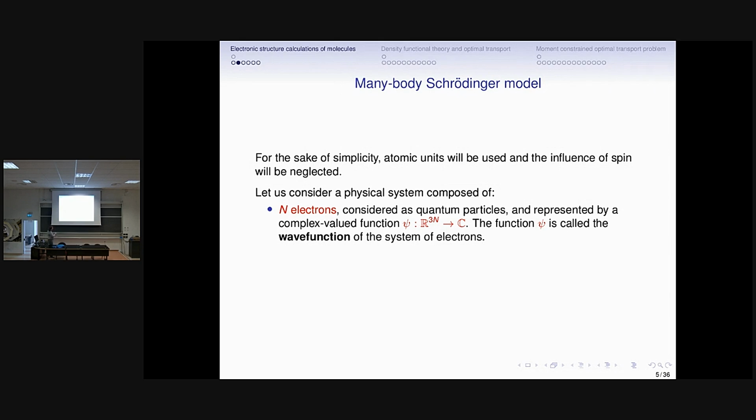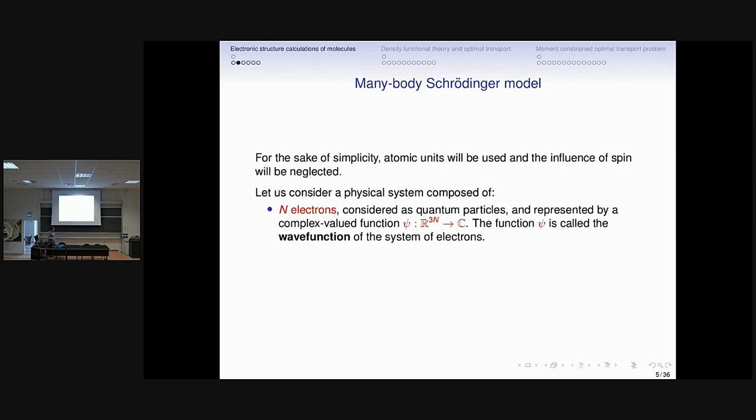As I told you, these n electrons must be modeled as quantum particles, and as a consequence, their state will be described by means of a so-called wave function, which will be denoted by psi in the rest of the talk. And psi is a complex valued function, which is defined over R^3n, where n is the number of electrons in the system.